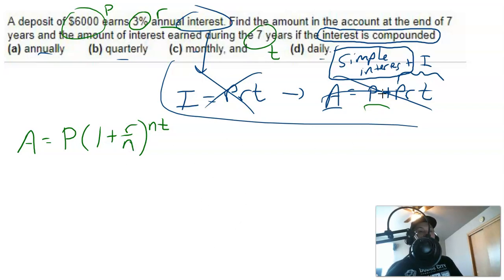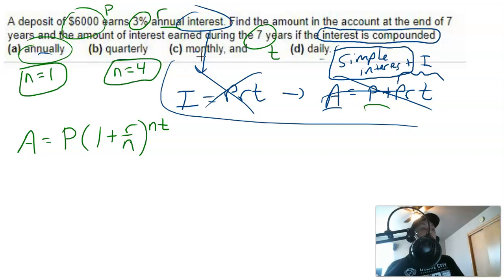N is the only variable you would not be familiar with from this formula. N represents how often per year your interest is compounded. If we're compounding annually, that's once per year, so N is equal to 1. If compounding quarterly, that's 4 times per year, so N is equal to 4. If monthly, that's 12 times per year, so N is equal to 12. And if compounding daily, that's 365 times a year, because that's how many days there are in a year. So those are the values for N.